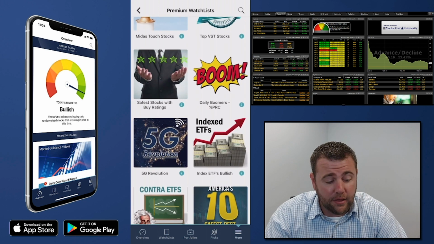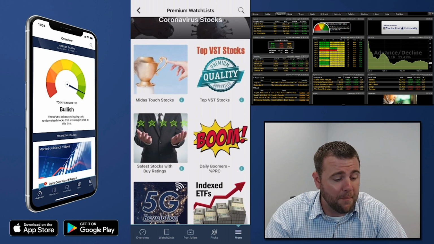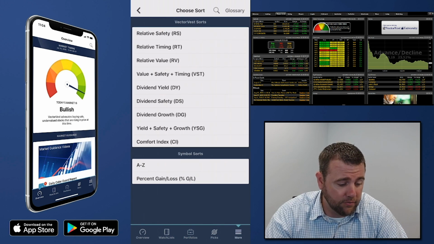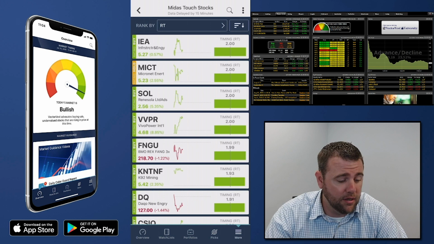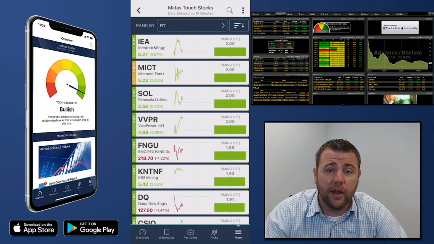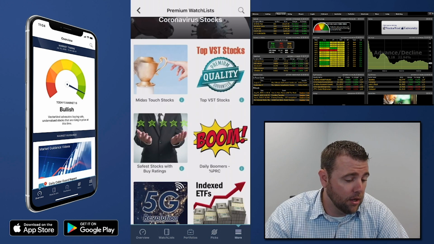We saw daily boomers in there. There's one. You have Midas Touch stocks. It was Midas Touch RT descending. So you just change the sort to RT. And boom, you've got the stocks that it's looking for that are currently working in today's markets.